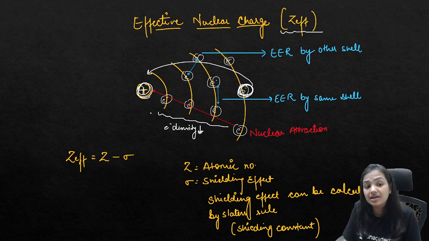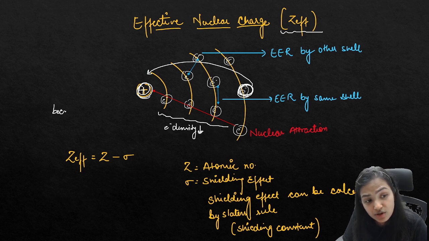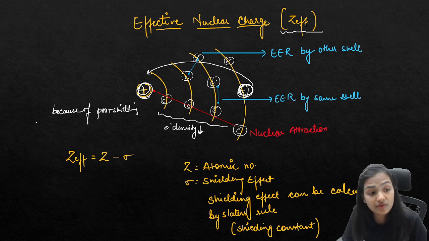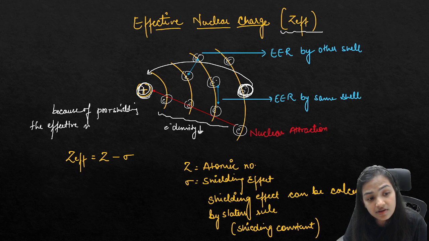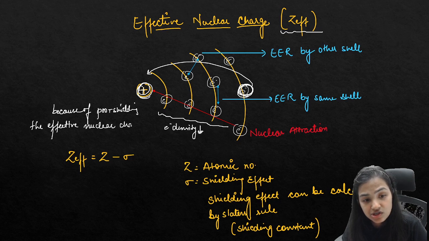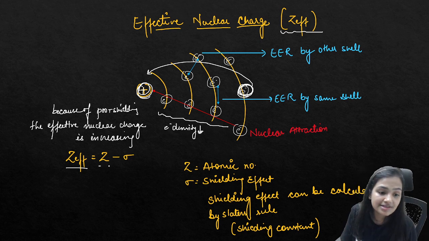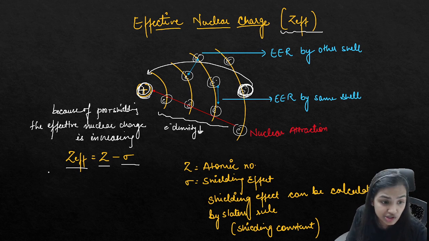So ultimately what is happening? Because of the poor shielding, the nucleus is becoming more powerful. We can say that the effective nuclear charge is increasing. Because of the poor shielding, the effective nuclear charge is increasing. So here we can say that Z effective is equal to Z minus sigma. That is the effective nuclear charge.